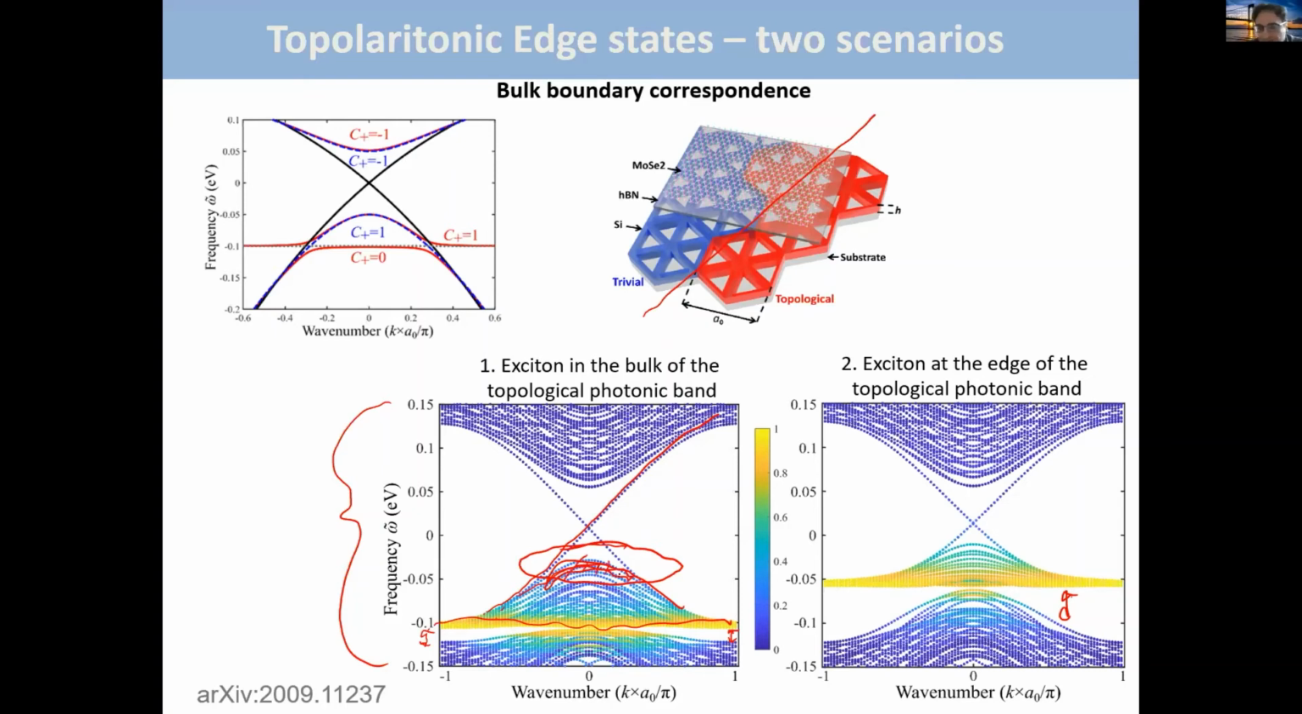So the more interesting situation is when we place the exciton exactly at the tip of the former photonic band. In that case, we observe a similar situation. We open a complete band gap between upper and lower polaritons, right? This is the strong coupling regime. It should be that way. And again, we see the edge states.